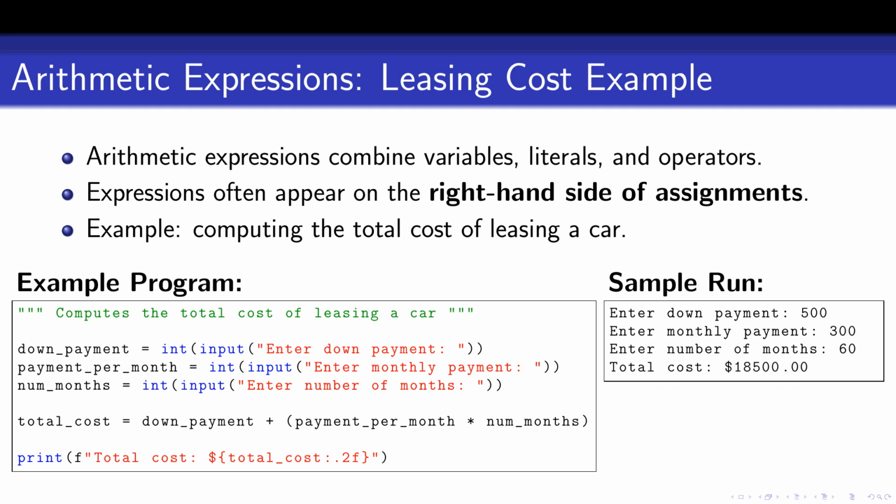Arithmetic expressions are not just abstract math, they show up in practical problems. Consider calculating the total cost of leasing a car. The program prompts for a down payment, monthly payment, and number of months. Each input is read as an integer, and Python multiplies the monthly payment by the number of months, then adds the down payment to compute the total cost. The final amount is printed in a nicely formatted output, showing the total in dollars and cents.